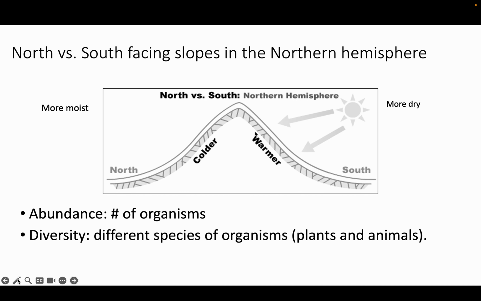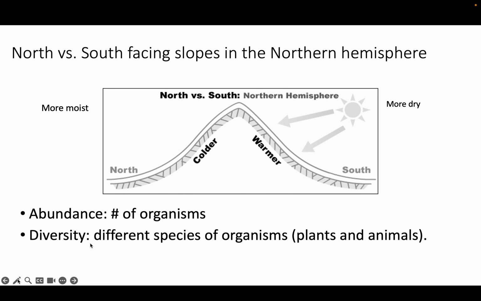Because of that, you would expect the moisture level to be much drier on the south side of the slope compared to the north side, because again, the south side is getting that direct contact exposure. This eventually is going to probably influence the abundance and diversity of organisms living there. So abundance is overall looking at the number of organisms. You can look at the overall number of plants, the overall number of animals, the overall number of flowers, etc.